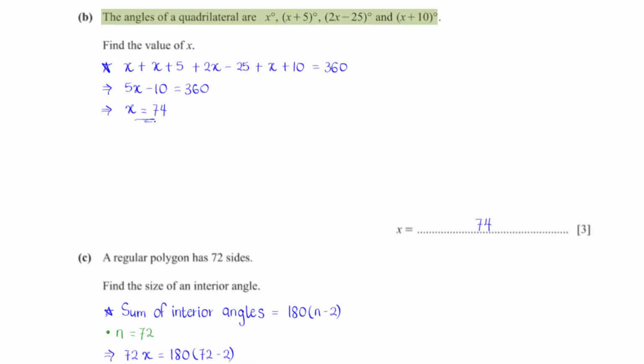The angles of a quadrilateral are x degrees, x plus 5 degrees, 2x minus 25 degrees, and x plus 10 degrees. Find the value of x. The sum of all the angles in a quadrilateral must add up to 360 degrees, and so this gives us x plus 5 plus 2x minus 25 plus x plus 10 equals 360. x plus 2x plus x gives us 5x. 5 minus 25 plus 10 gives us negative 10. So from here we can make x the subject, and when we do this we get 74.